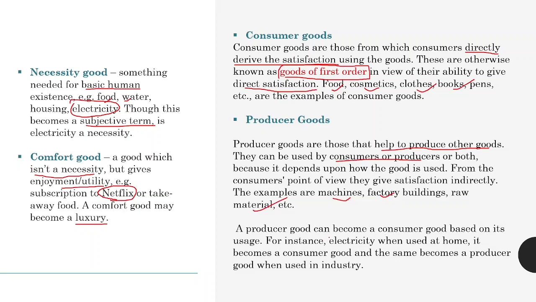Okay. Now a producer good can become a consumer good. For example, electricity is a very classic example for this. Electricity, when used at home, is a consumer good, but when used in industry, it's a producer good.